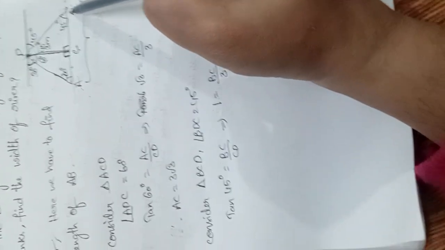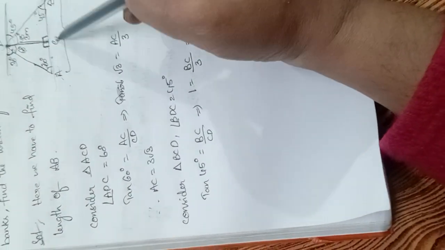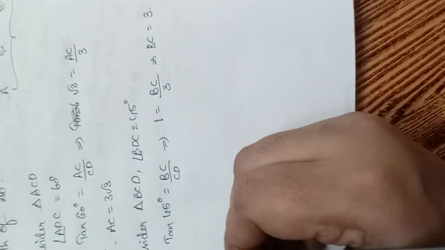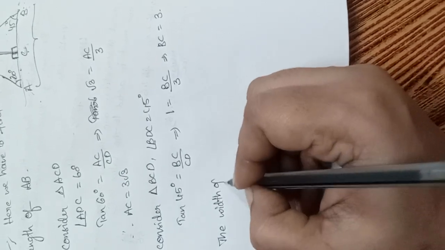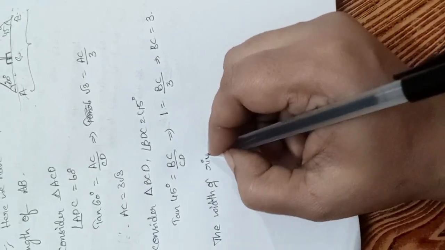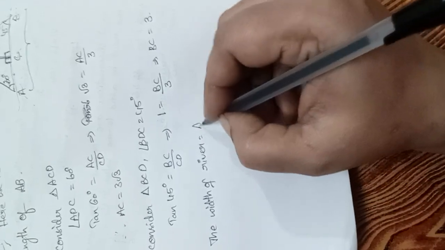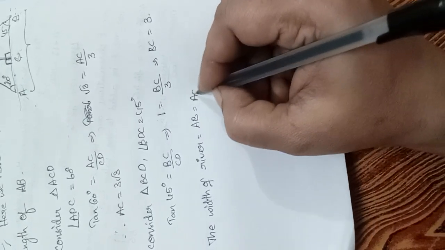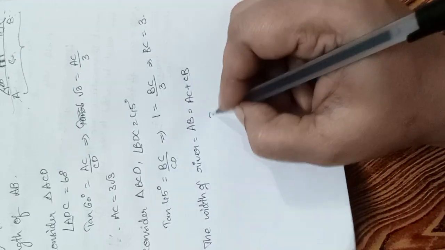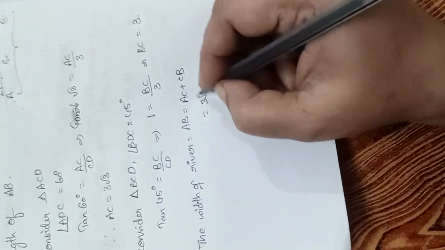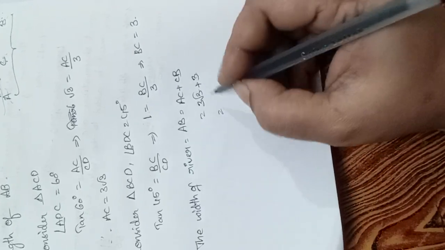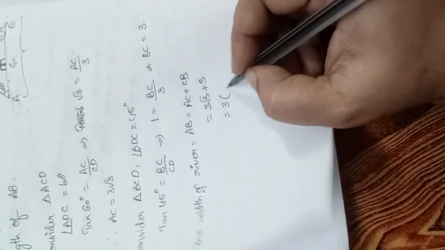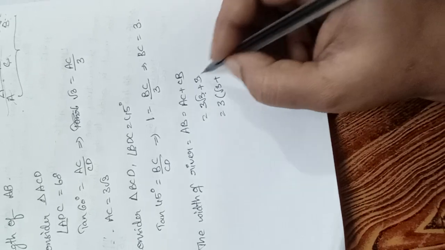Now, if you observe, what is the width of the river here? AB. So AB is nothing but AC plus CB. The width of the river is equal to AB, which equals AC plus CB. AC is 3 root 3 and BC is 3. In both you have 3 common, so here root 3 is left, and here 1 is left.